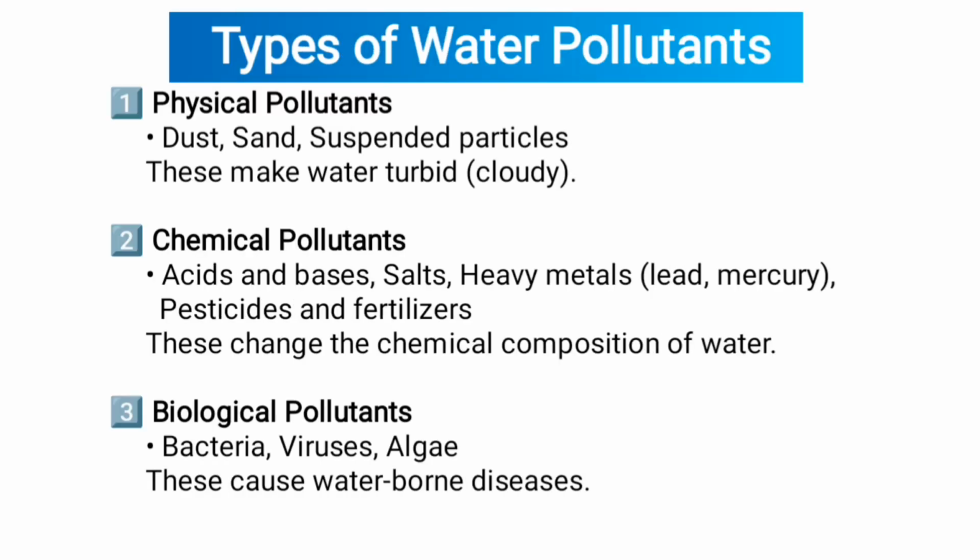Now, types of water pollutants. First one, physical pollutants: dust, sand, suspended particles. These make water turbid and cloudy. Second one, chemical pollutants: acids and bases, salts, heavy metals like lead and mercury, pesticides, and fertilizers. These change the chemical composition of water. Third one, biological pollutants: bacteria, viruses, algae. These cause waterborne diseases.